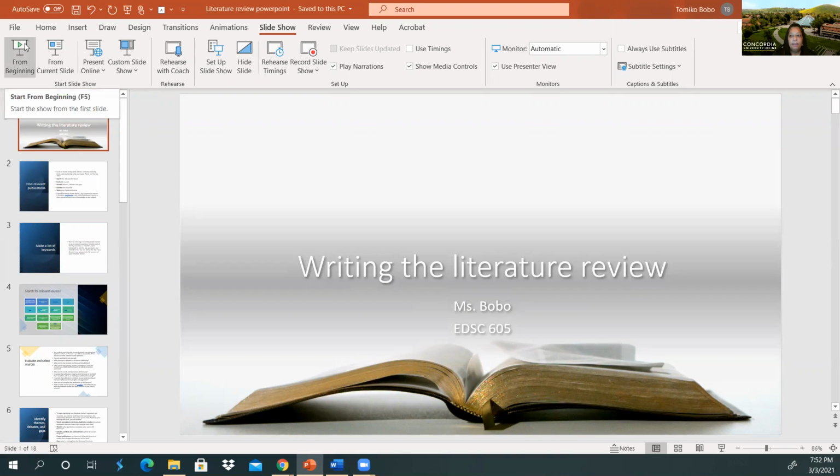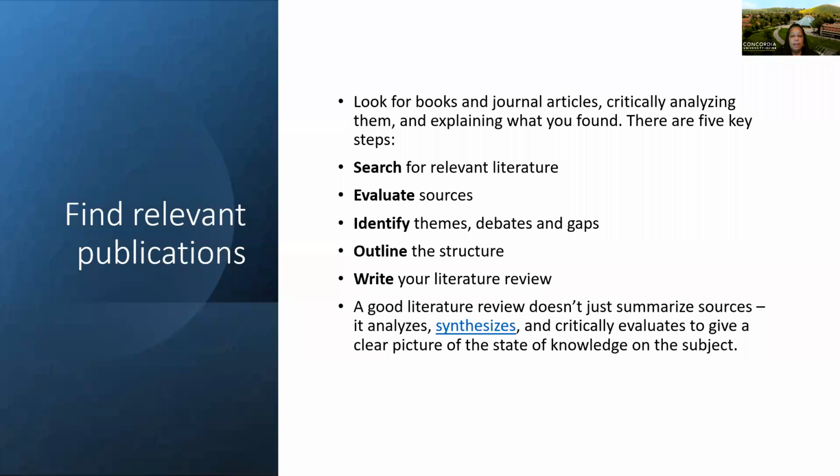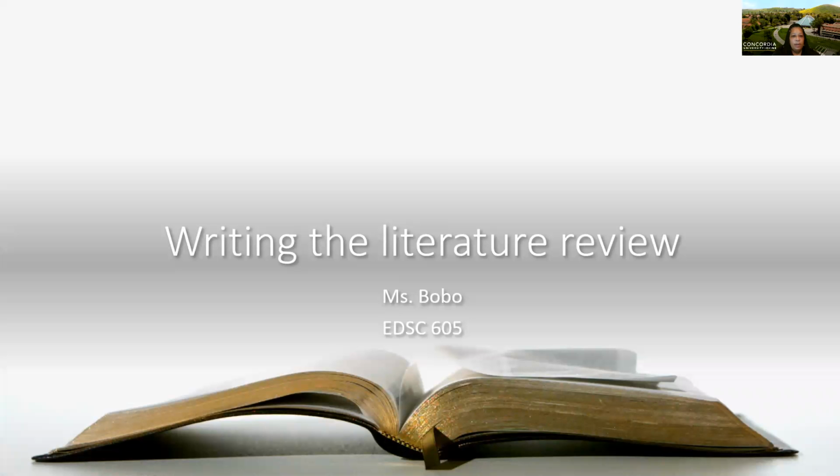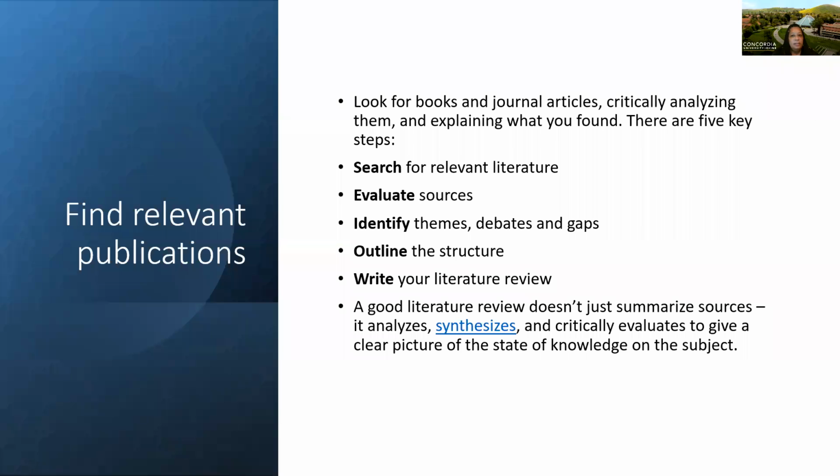All right, so we're going to be talking about how to write the literature review. As we begin writing the literature review, I want you to keep in mind that we've done a lot of this work already. The first step was to find relevant publications. You've already turned in your annotated bibliography, but as you begin to write the literature review, you might need one or two more articles that will confirm or compare and contrast some of the themes that you have written.